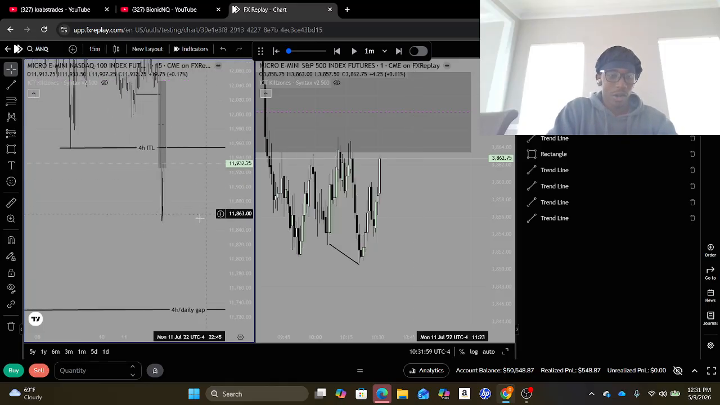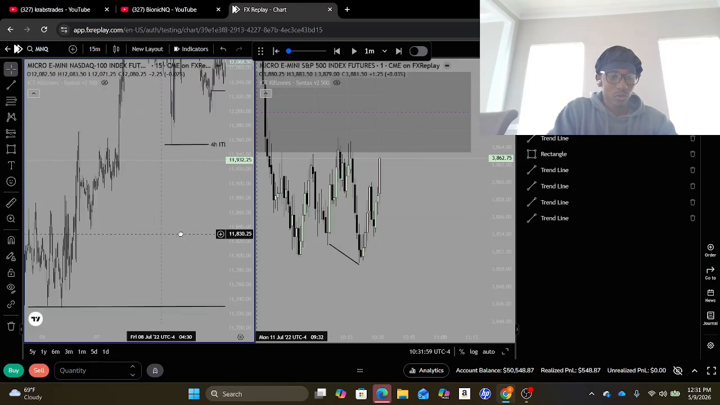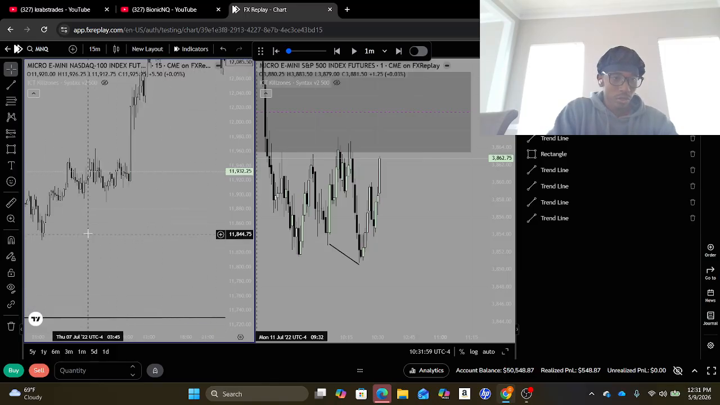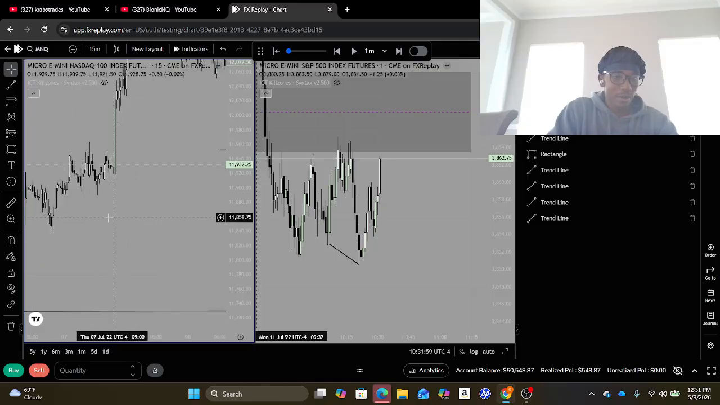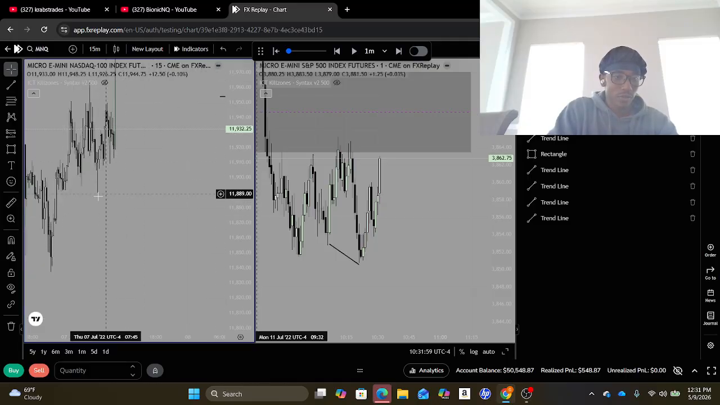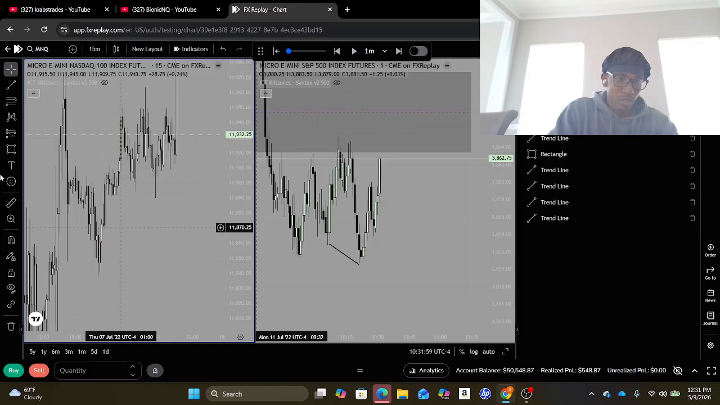I don't know how confident I am in a reversal here. I mean, yeah, there's a 15-minute gap. There is a 15-minute gap. This might be the first 15-minute gap we tapped, actually. This 15-minute internal low.